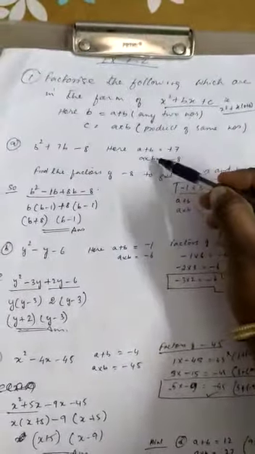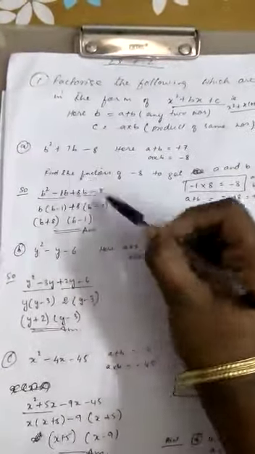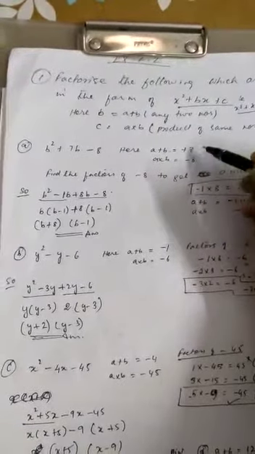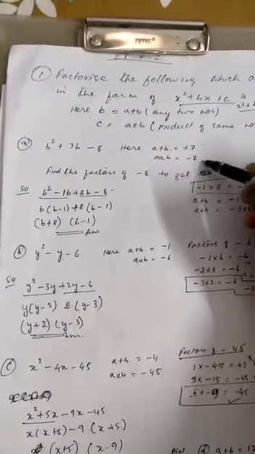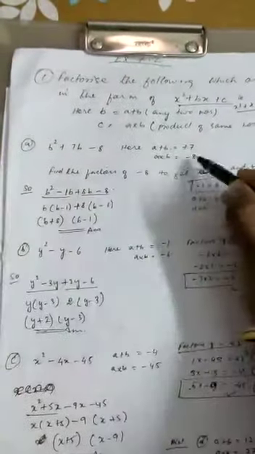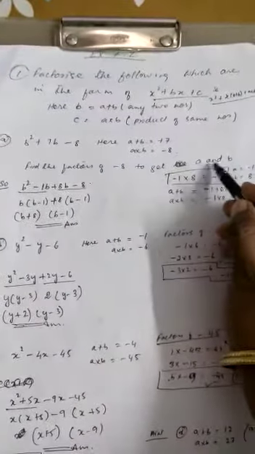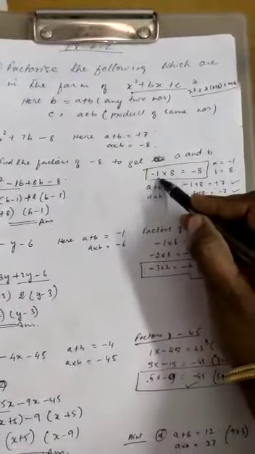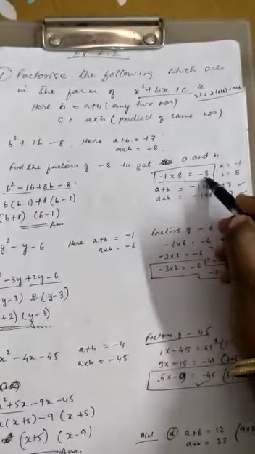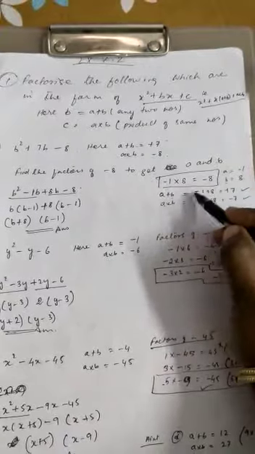So by using the sums you will understand how to do. b square plus 7b minus 8. Here you see a plus b should be plus 7 and a into b, that is the third term, should be minus 8. So what to do? Just find the factors of the third term, minus 8, to get a and b. Factors of minus 8 are minus 1 into 8, that is minus 8. Here a will become minus 1 and b will become plus 8.